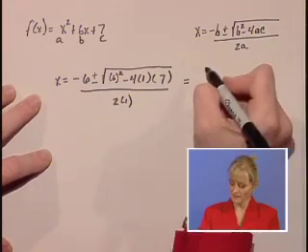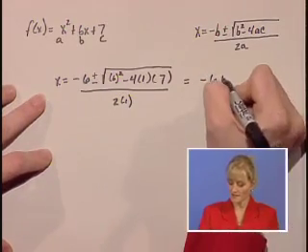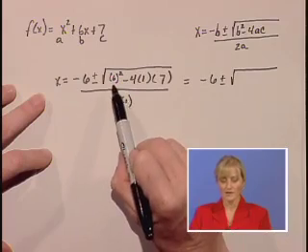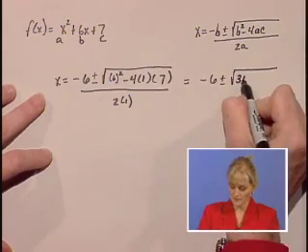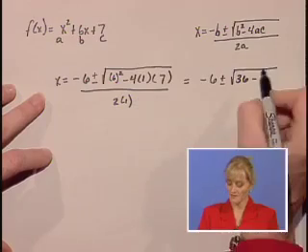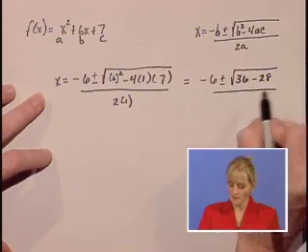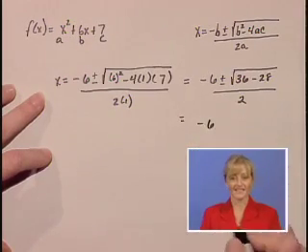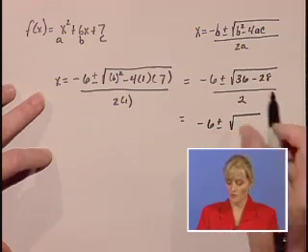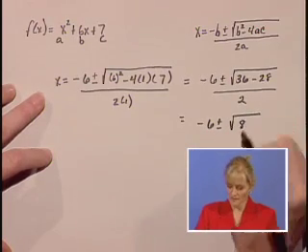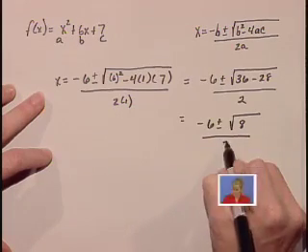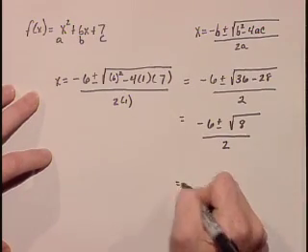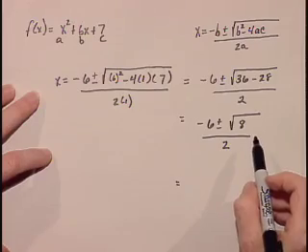So let's continue simplifying. Negative 6 plus or minus square root. 6 squared is 36. Minus 4 times 1 times 7, which is 28. All divided by 2. Negative 6 plus or minus square root 36 minus 28 is 8, all divided by 2. We're going to rewrite this in a simpler form by simplifying the square root of 8.